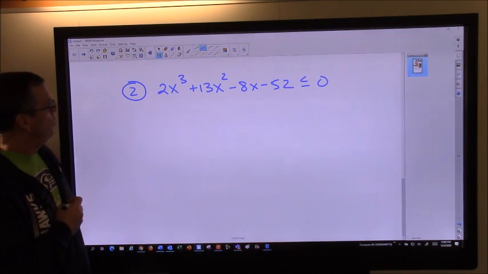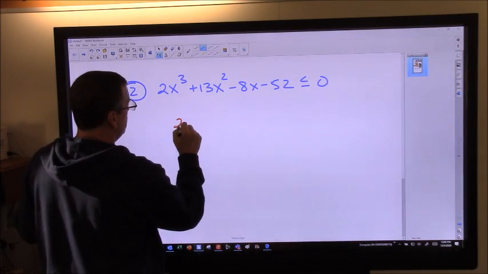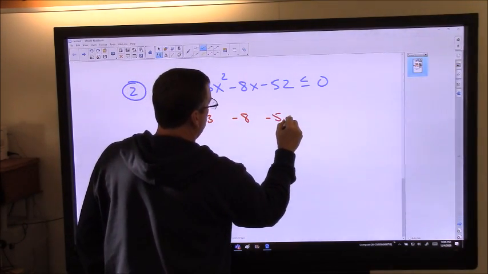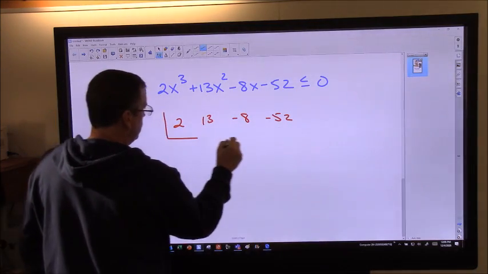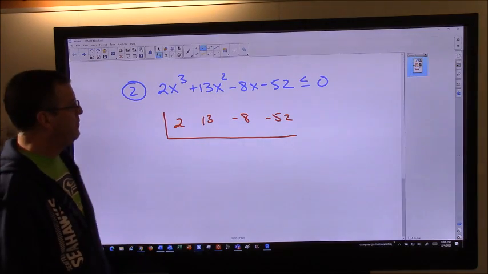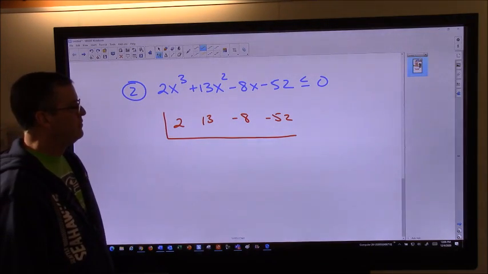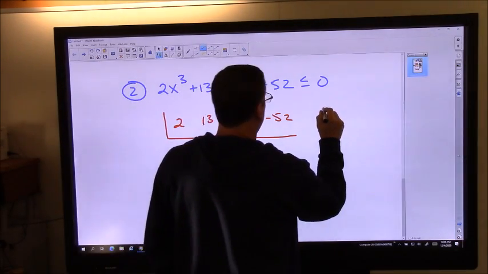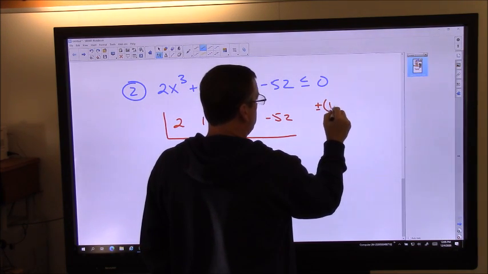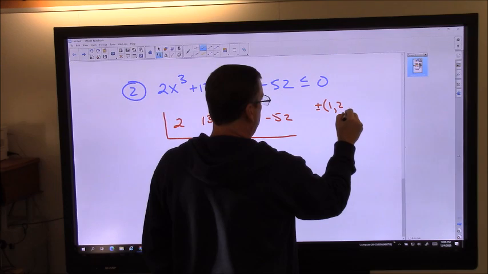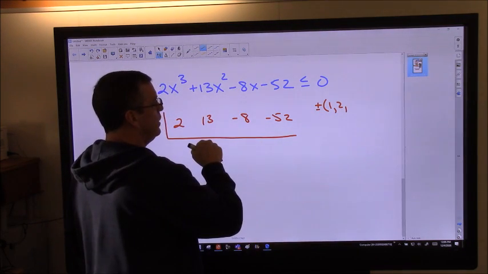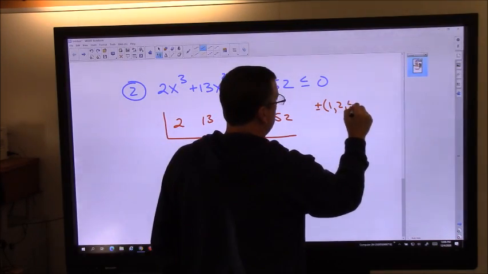All right, so I'm going to write down my coefficients: 2, 13, negative 8, negative 52. And I'm going to do synthetic division with numbers that divide into 52 evenly. So I'll just make a list over here. I've got plus or minus... I don't know what's going to work here. I know 1 goes into there. I know 2 goes into there. 3 divides into there? No, that'd be 51. That doesn't work. 4 divides into there.